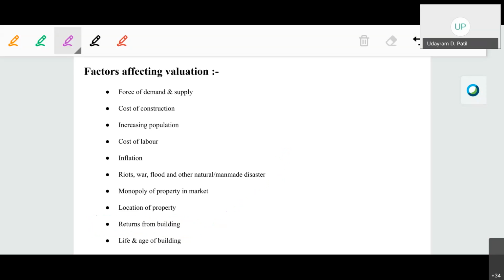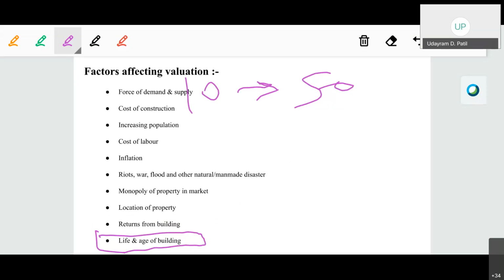Okay, again, life and the age of the particular building. Suppose the life of the building is 50 years and the current age of the building is 10 years, then I'm going to buy that property as another 40 years of life is remaining for this particular property.